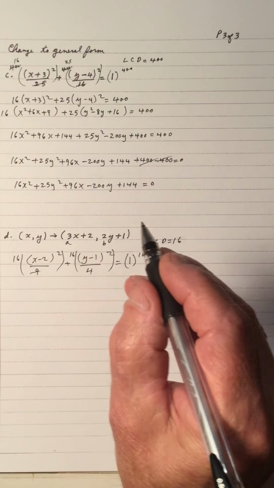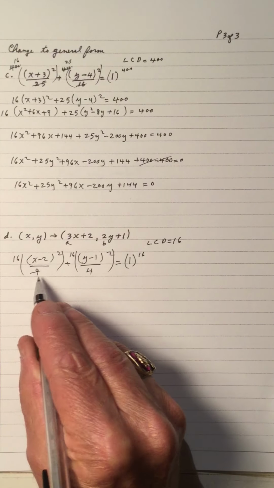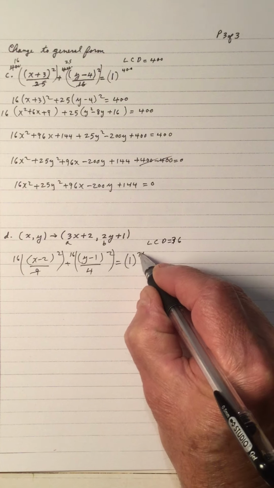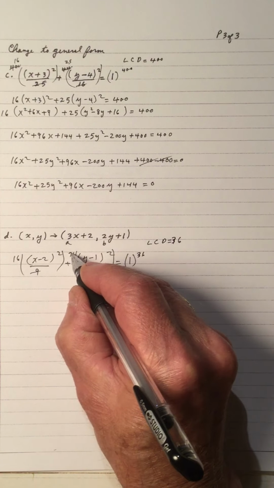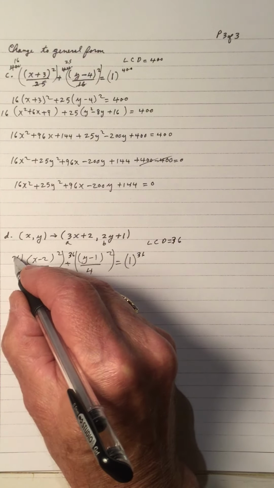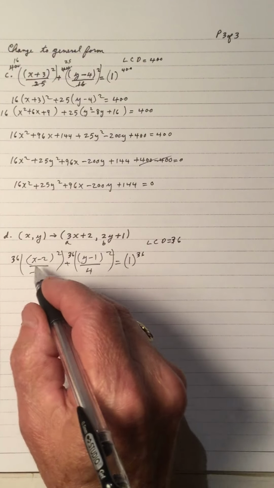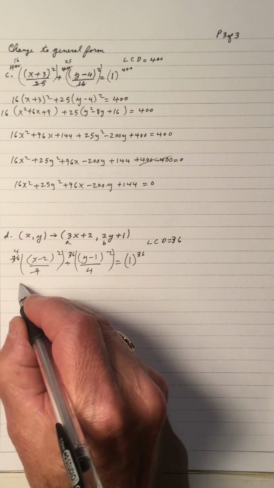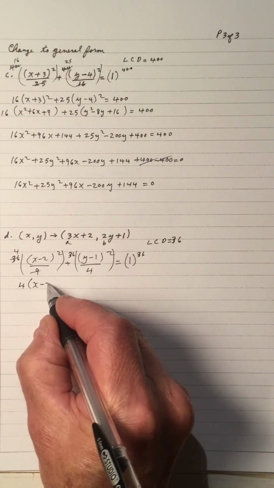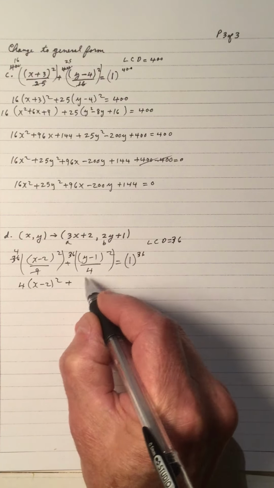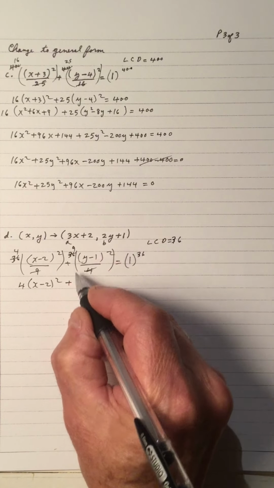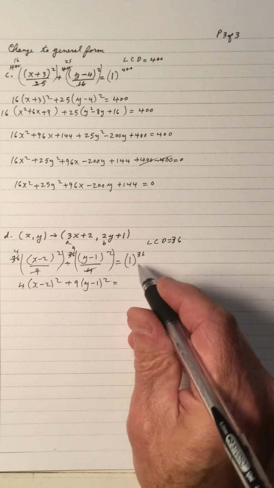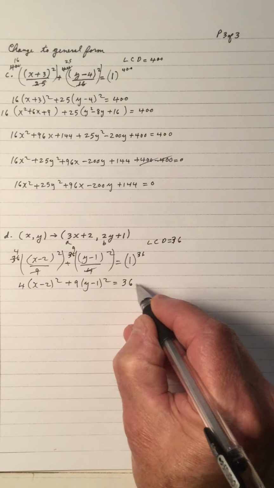Now, what did I say 16 for? 36. Don't know why I said 16, but the LCD is 36. So 9 into 36 goes 4. So this is 4 times (x minus 2) squared. 4 into 36 goes 9, so you get 9 times (y minus 1) squared. And 1 times 36 is 36.